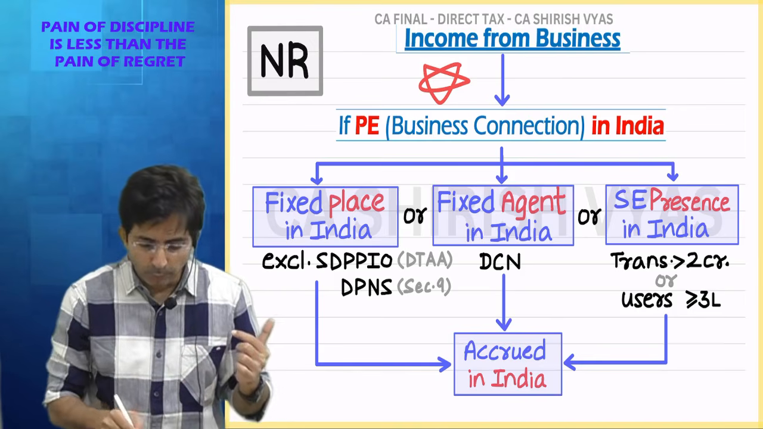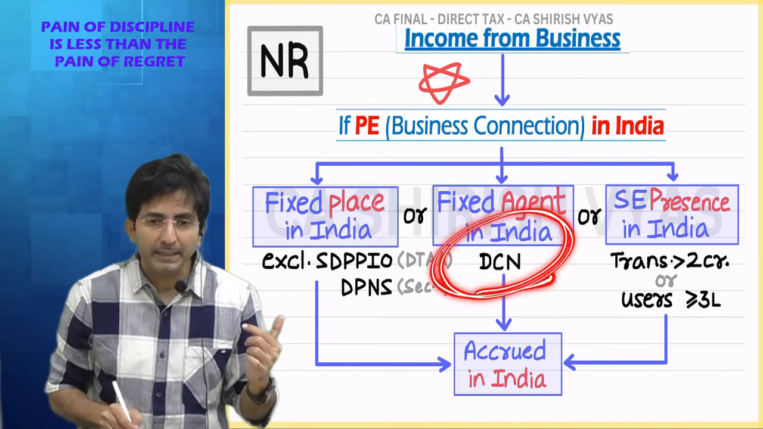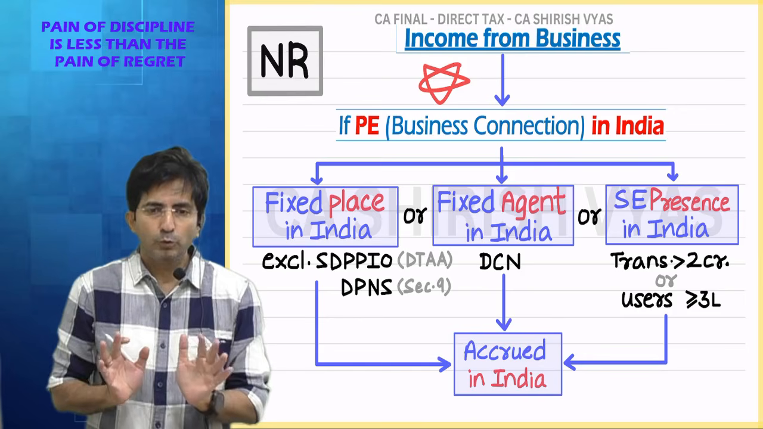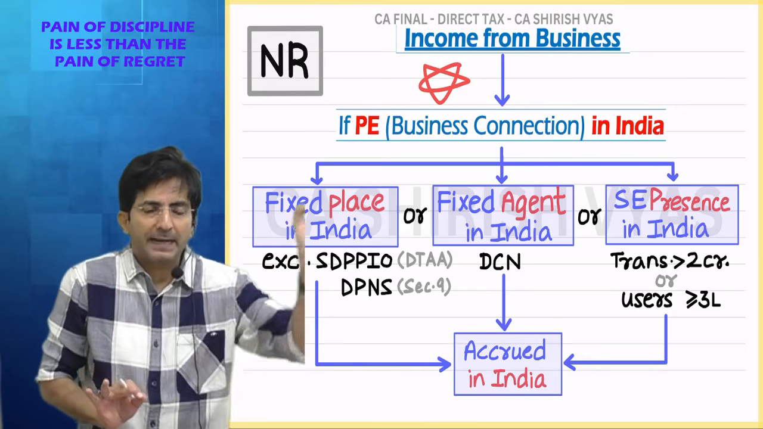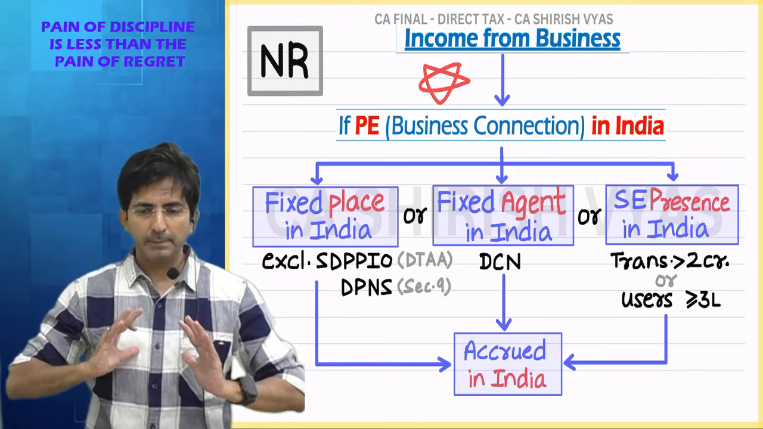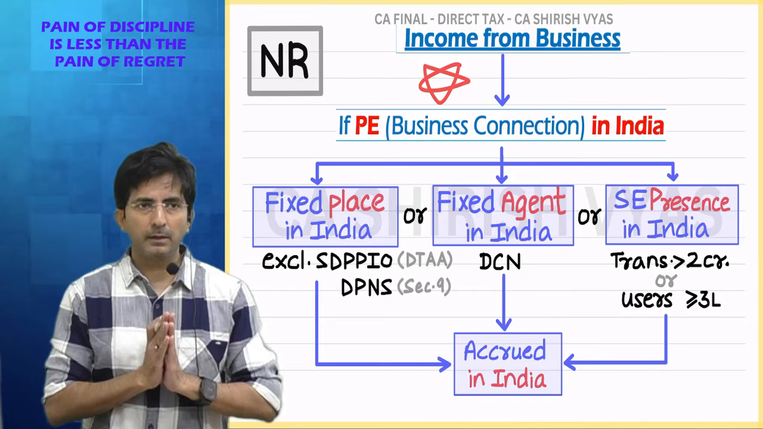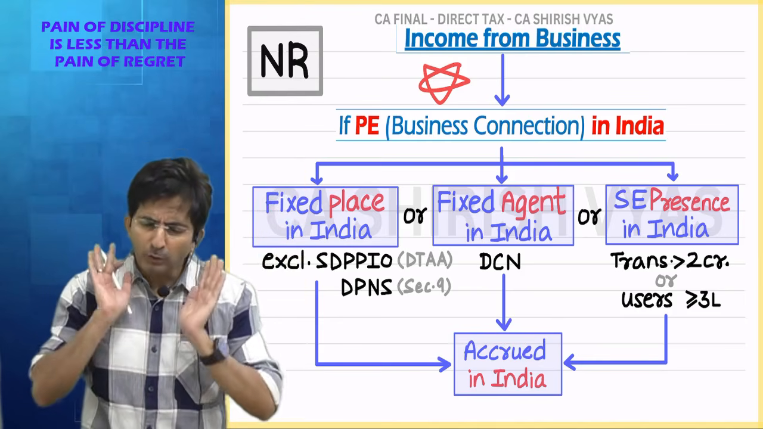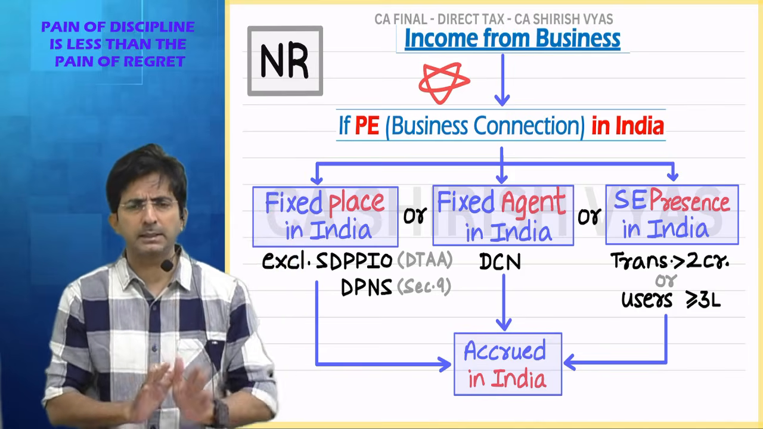So what is the full form of DCN? D for dependent. Or you can also remember, you should be a dedicated agent of that NR. Like see, I am Shirish Vyas, I am an agent, and my principal is in Singapore, some ABC Limited. And I only sell products of ABC.